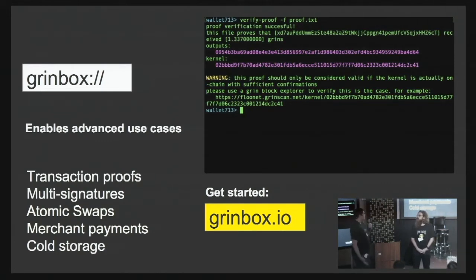Grinbox allows us to do all these advanced things, for example multi-signature and atomic swaps. We also have a solution for handling payments at scale, for merchants and pools, and we have a cold storage solution, which integrates really nicely in this whole ecosystem. And that's it. I should also say that we welcome any other wallet developer who wants to use Grinbox. It's open, it's free to use. There's documentation on grinbox.io to get started. And we really encourage other developers to integrate and use the transaction protocol. Thank you.